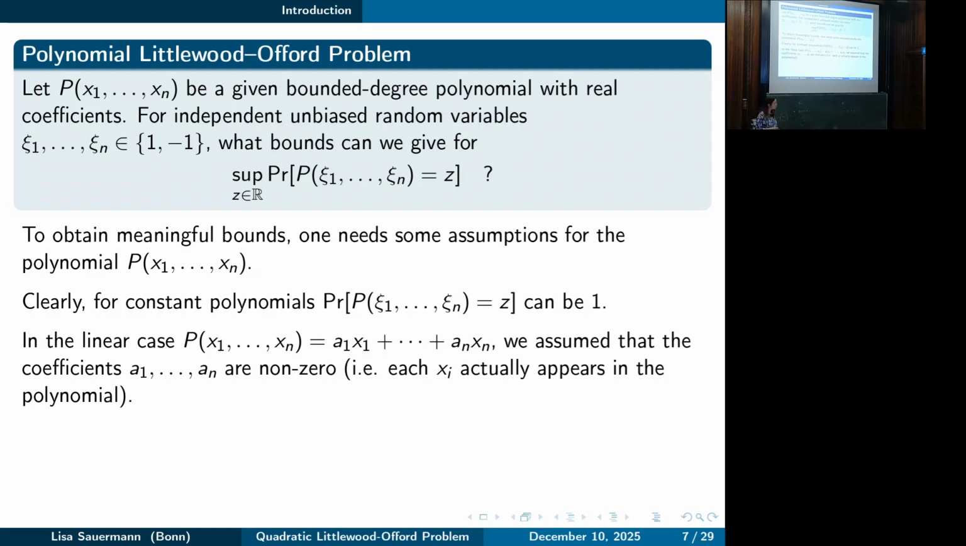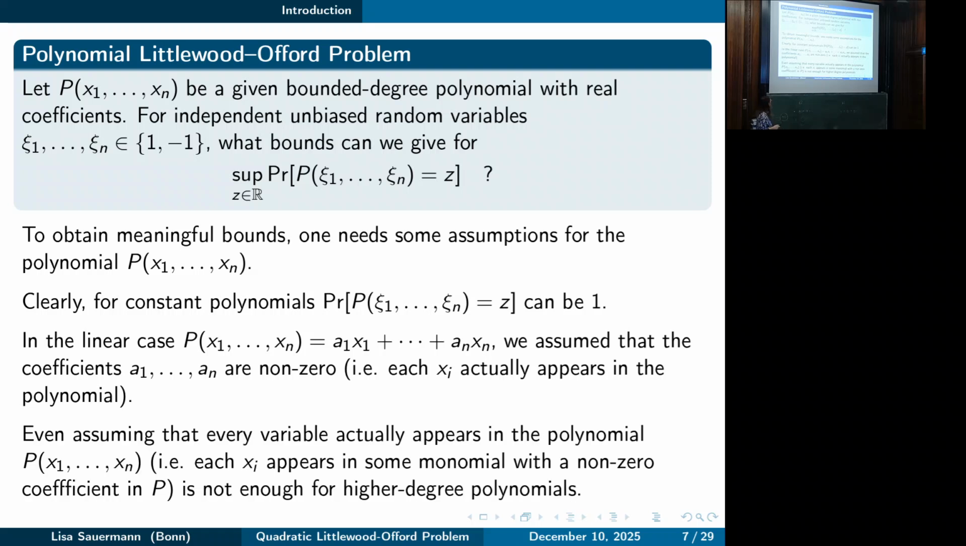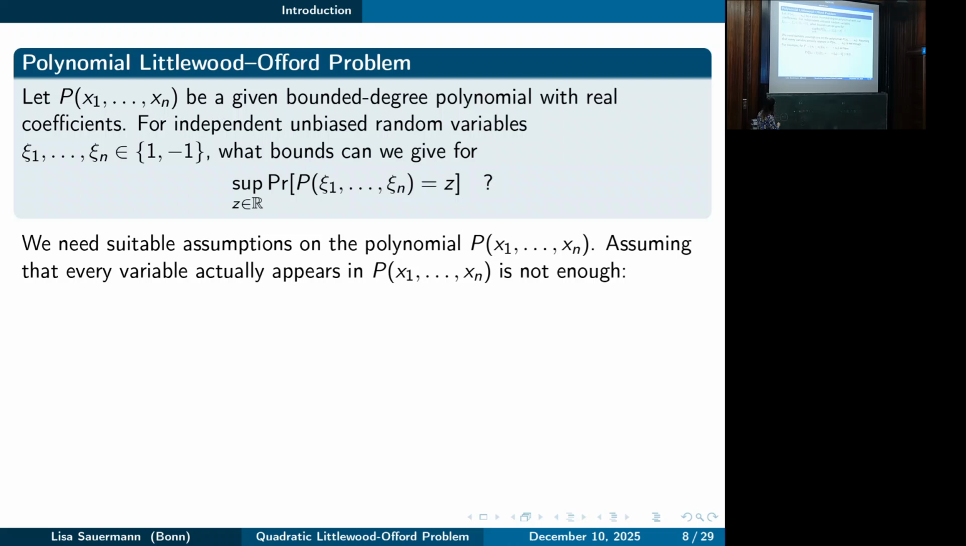So maybe it would be natural to put as our condition that all the variables should actually appear somewhere in the polynomial. But actually, even that is too weak. For higher degree polynomials, even if we assume that every variable actually appears in the polynomial, meaning that it appears in some monomial with a non-zero coefficient, that's not enough to get a reasonably good bound.